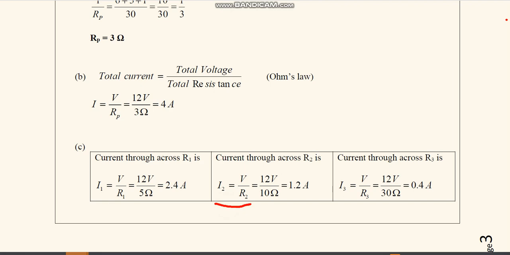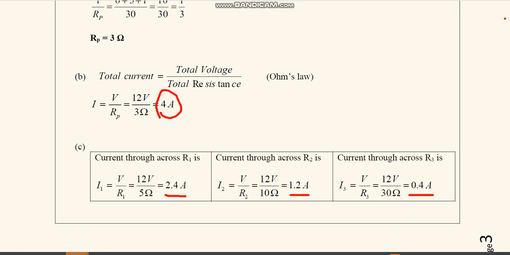Now again applying Ohm's law to resistance R2, you get I2 is equal to V upon R2. Inserting the values of V and R2, you get 1.2 ampere. Similarly, finding the value of I3 through R3, that is V upon R3, you will get 0.4 ampere. Please note here that the values of I1, I2 and I3 are 2.4 ampere, 1.2 ampere and 0.4 ampere respectively. On adding I1, I2 and I3, you get 4 ampere, which is the total current I. So total current is equal to the sum of individual currents.